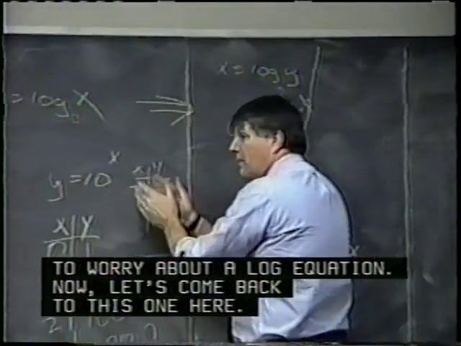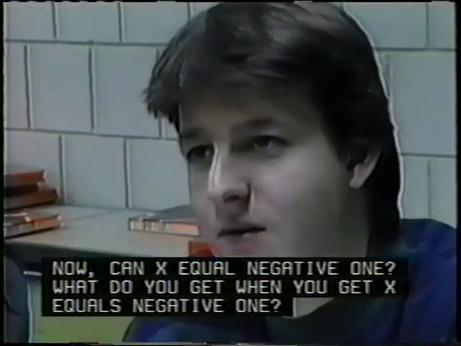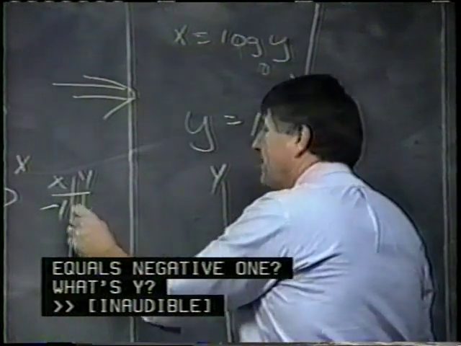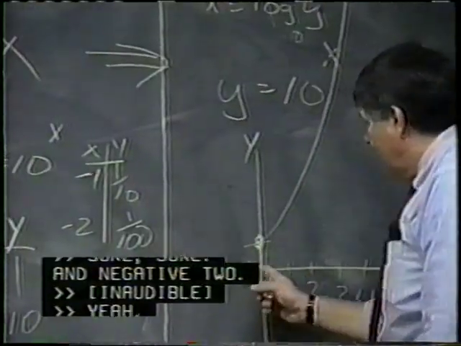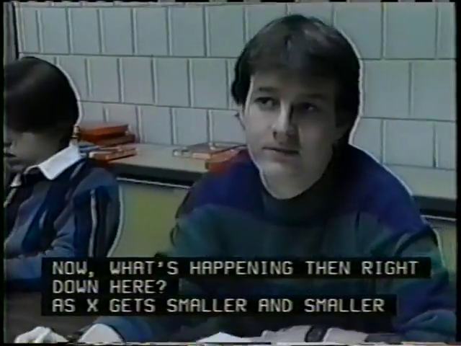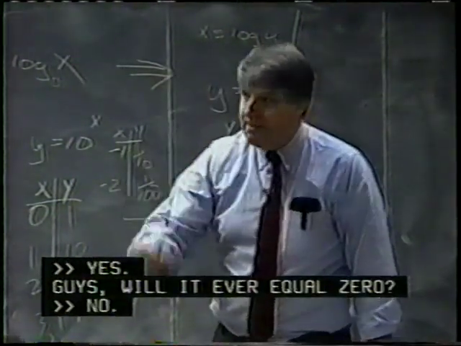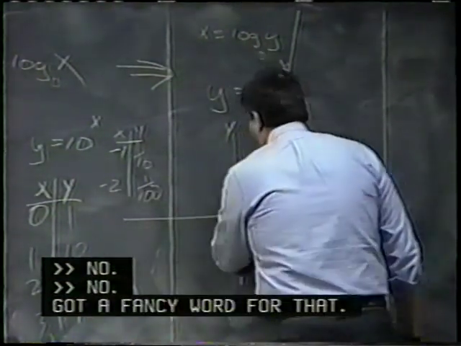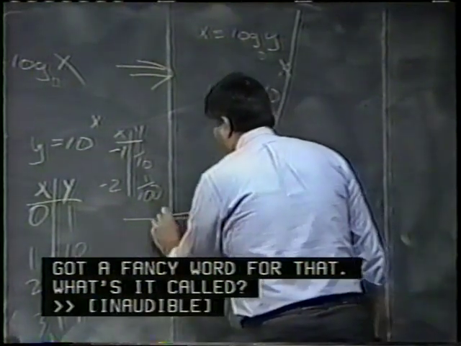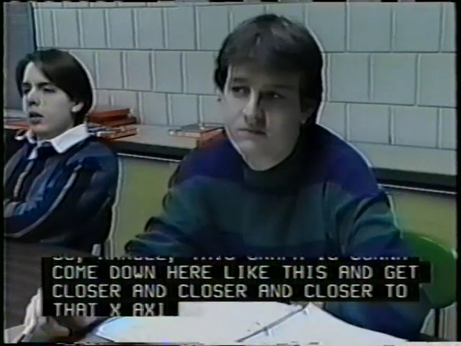Now, can x equal negative 1? What do you get when x equals negative 1? What's y? Sure. And negative 2? Yeah, now what's happening then right down here as x gets smaller and smaller and smaller? Will it ever equal 0? No. Got a fancy word for that. What's it called? Asymptote, that's right. So Marcel, this graph is going to come down here like this and get closer and closer to that x-axis, but technically speaking, it's never going to hit the x-axis. Does that make sense to you? That graph looks good then, doesn't it?